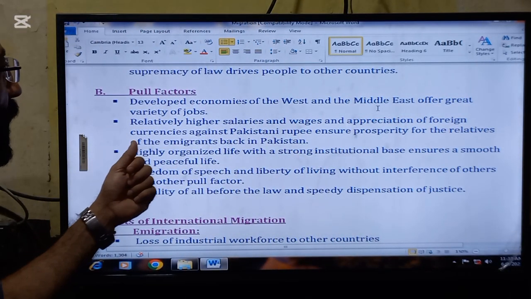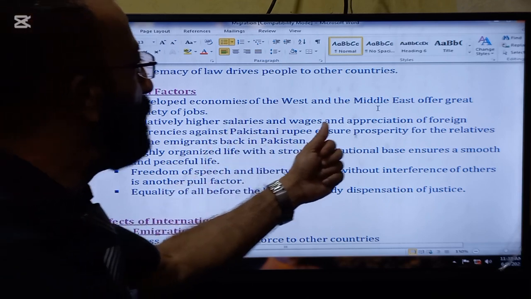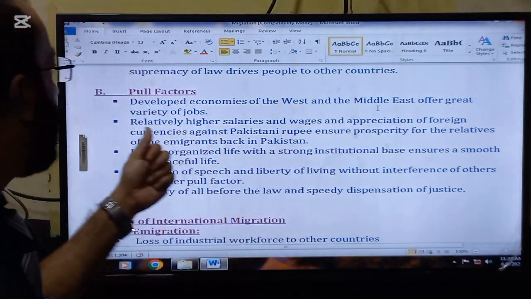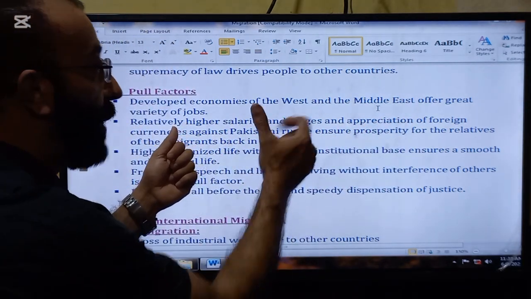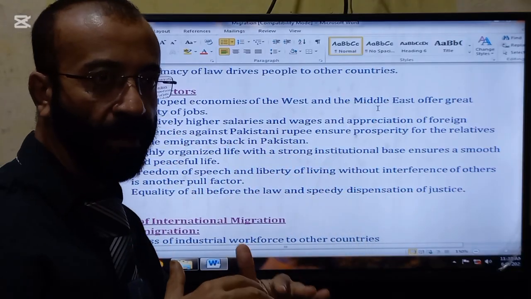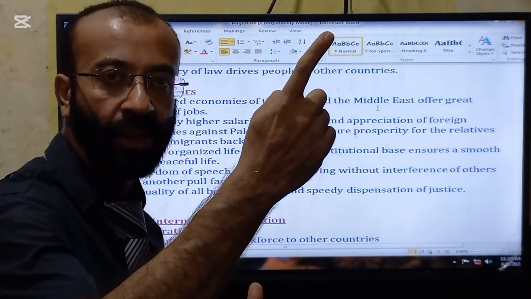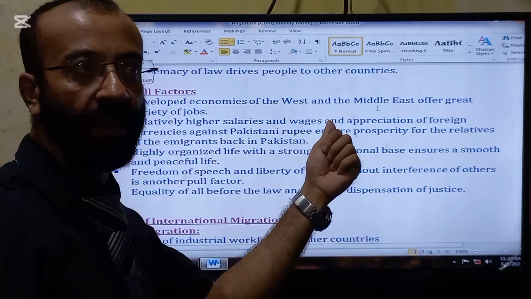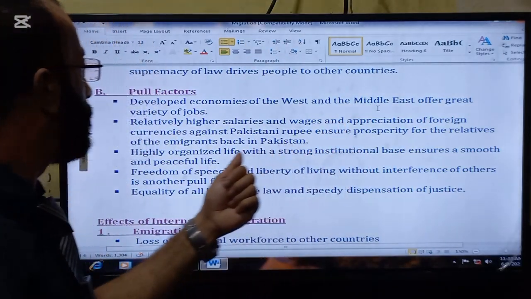Number one, developed economies of the West and the Middle East offer a great variety of jobs. So this is one attraction. When people from here look at those attractions, this is one big attraction. So people want to go there.